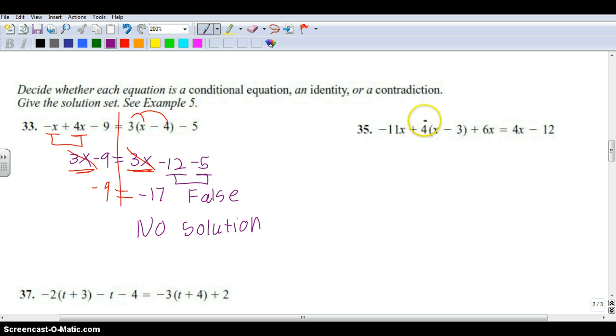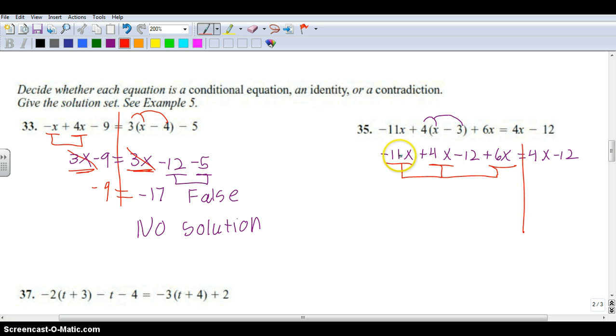Alright, let's look at 35. Let's see if this one's any different. So we distribute here, so we've got negative 11x plus 4x minus 12 plus 6x equals 4x minus 12. Alright, so let's go ahead and simplify. Let's get our like terms on the left side together. So negative 11x plus 4x plus 6x. Let's see, that'll give us negative x minus 12.